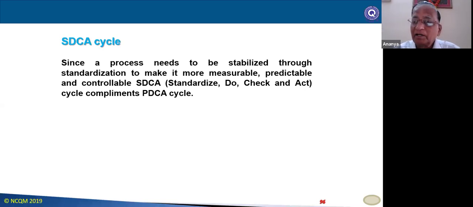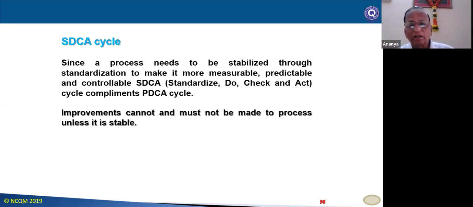Why 87, 94, 2000, 2015, and now 25, 26? Because operational things are changing, external things are changing. So our standard has to meet the requirement. So once the standard has been made, it also needs a PDCA cycle. It will become a PDCA cycle again. So SDCA and PDCA complement each other step by step.